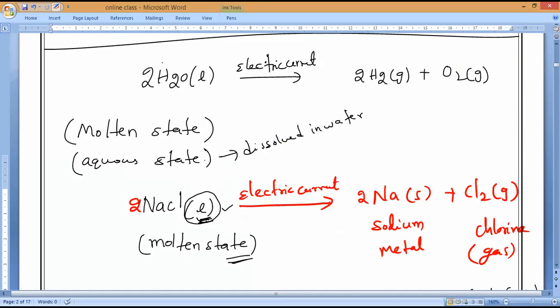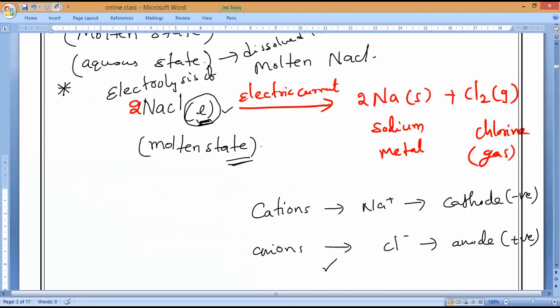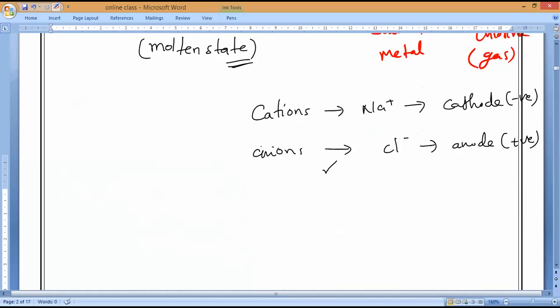For this, please keep the heading: Electrolysis of molten NaCl. Molten NaCl is this one. Any doubt? Now, next one. Keep the heading: Electrolysis of aqueous NaCl solution.